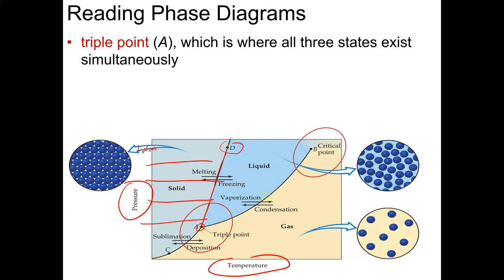The other thing to note is the liquid and gas line. Same thing as the melting point, anything along here is called the boiling point. What's the normal boiling point? Wherever it is at 1 atmosphere, because that's the normal boiling point. But you can see it varies. Same thing with sublimation and deposition.